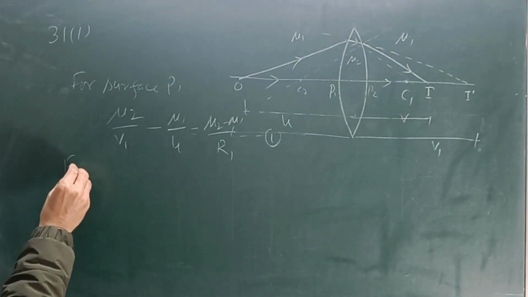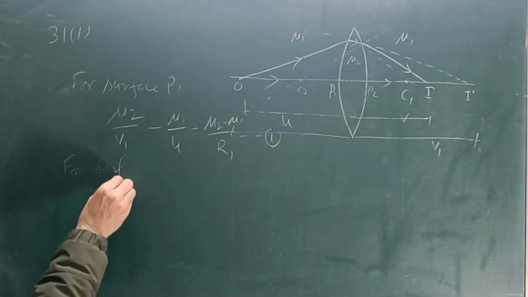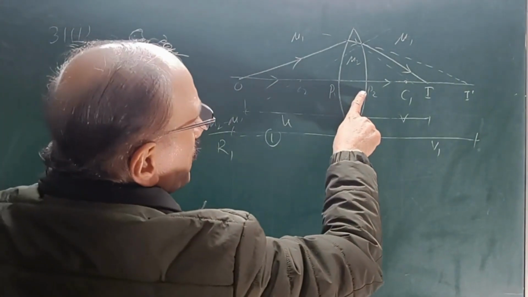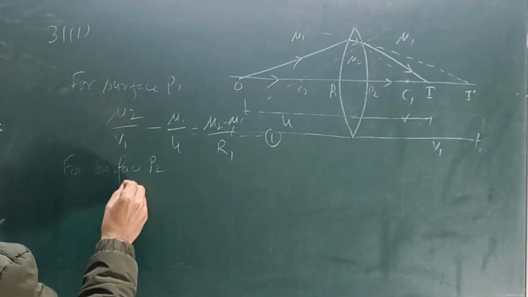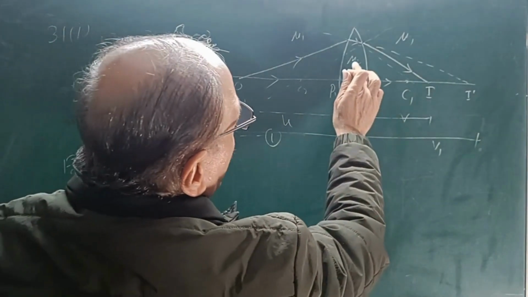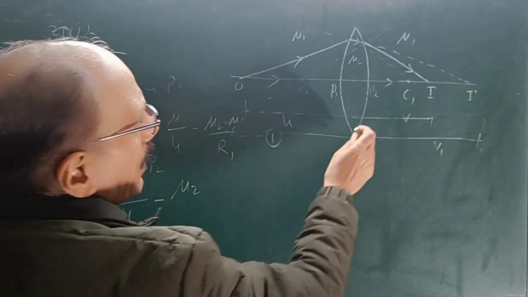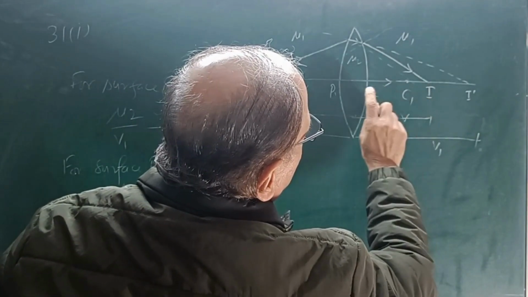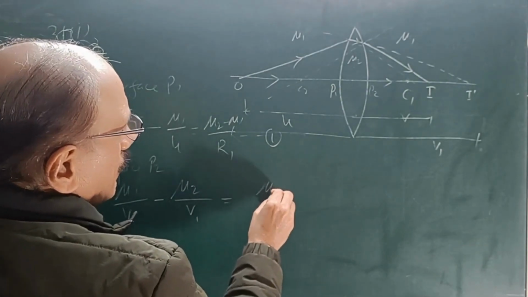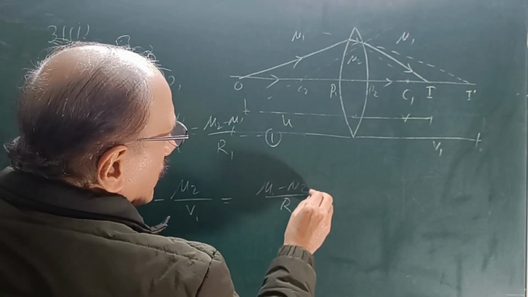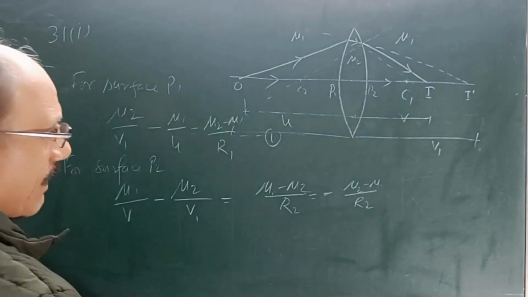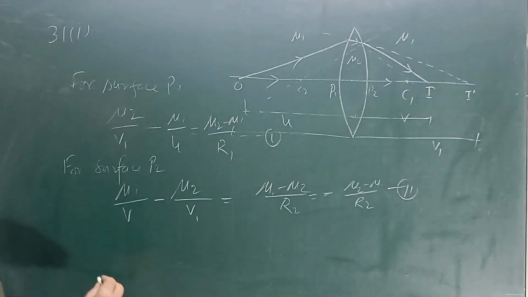Then for surface P2, means the second surface, for this surface the second medium is mu1. So mu1 upon image V minus the first medium mu2 upon the object. For this surface, this V1 is the object. So it equals mu1 minus mu2 upon R2, which can be written as minus mu2 minus mu1 upon R2. So just adding equation 1 and 2.